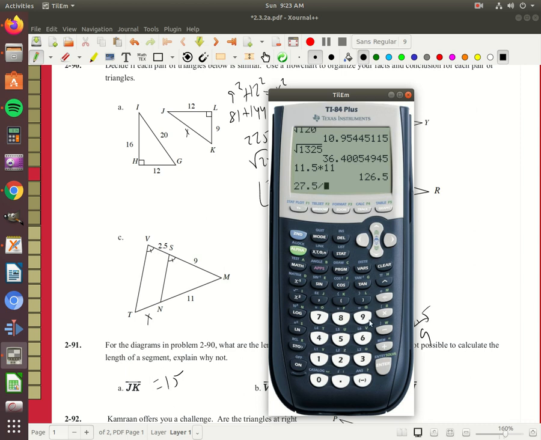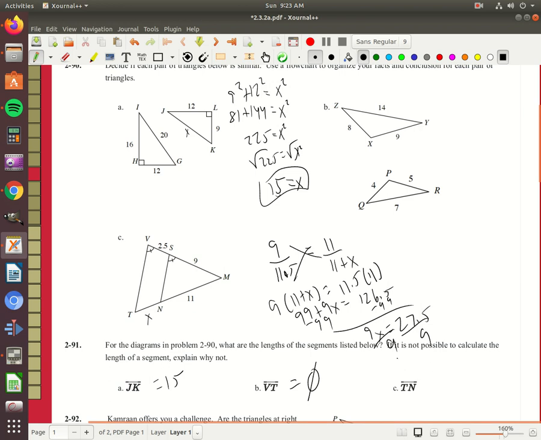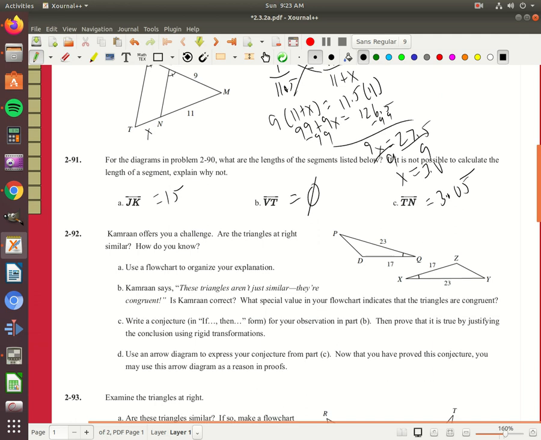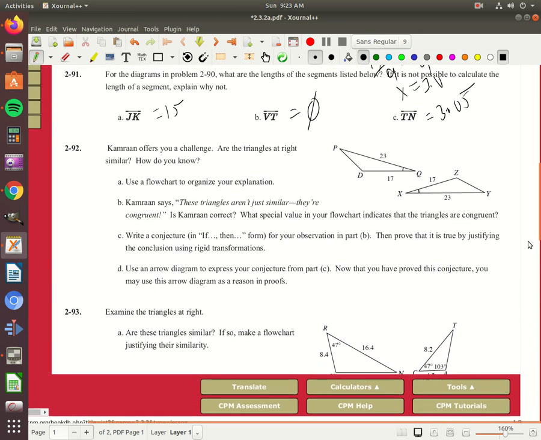I'll divide by 9. And whatever 27.5 divided by 9 is, 3.05 repeating. So actually I'll just put that there. So there you go. That is the answer. So kind of a weird one there, but that's what we come up with. All right, so 292.